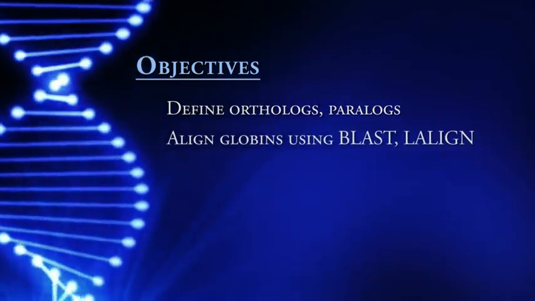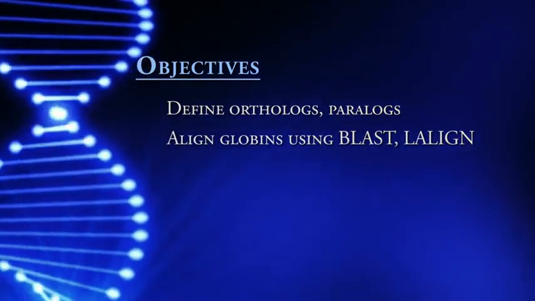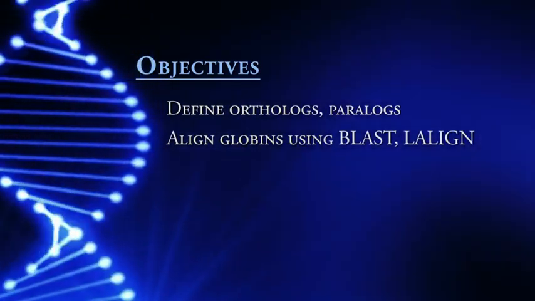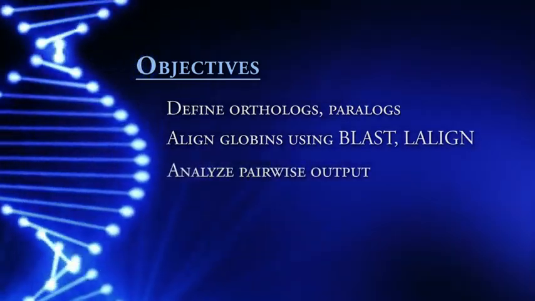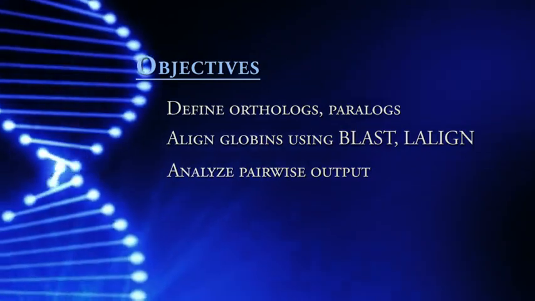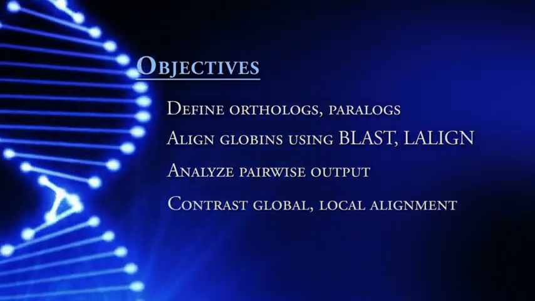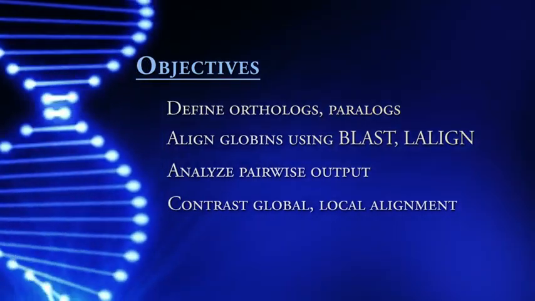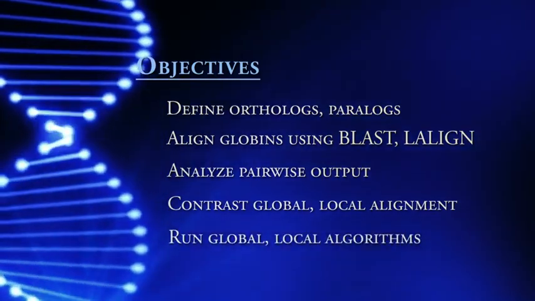We will align globin proteins using the two most commonly used algorithms for pairwise alignment. Those are BLAST and L-align, and then analyze that output. The output can be different depending on the algorithm. We will look at two different types or strategies for alignment, the global and the local. And finally, run the global and local algorithms for comparison's sake.